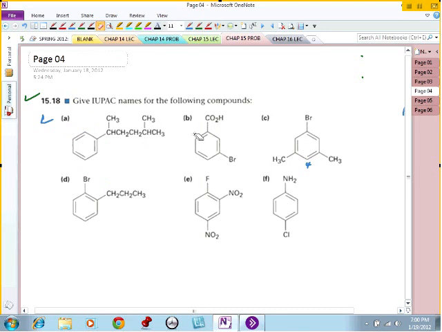Okay, just the question you brought up earlier. In this particular instance, if we name this as a derivative of hexane, we could start the numbering from here, right? We could also start the numbering from here. In either case, the substituent, in this case the methyl or the phenyl, will be in position number 2, right? So where do you think we should start? And what would determine where we start? Why do you start where the phenyl is?